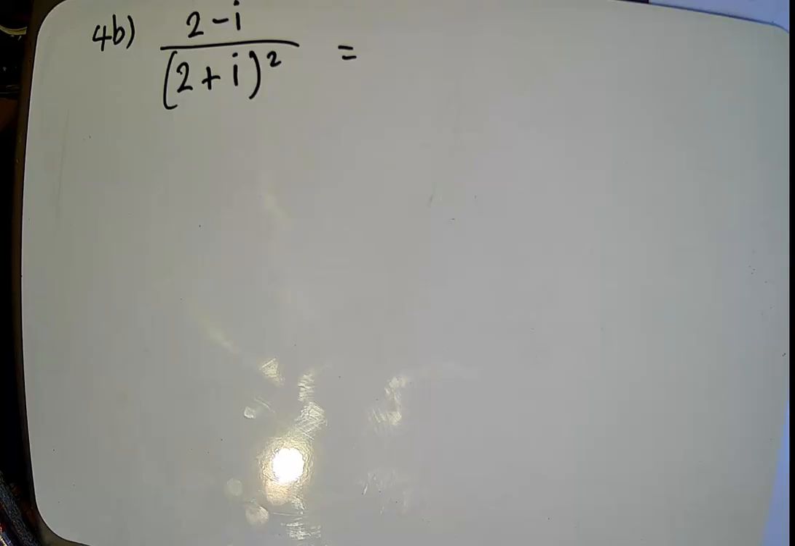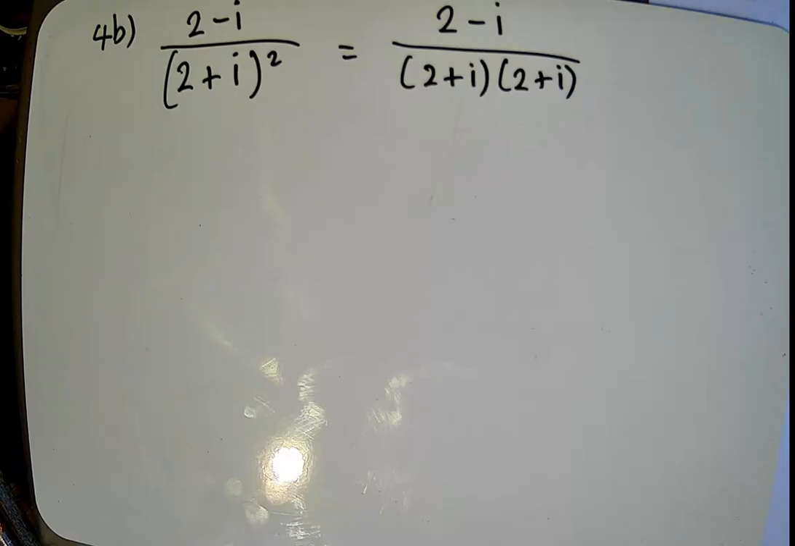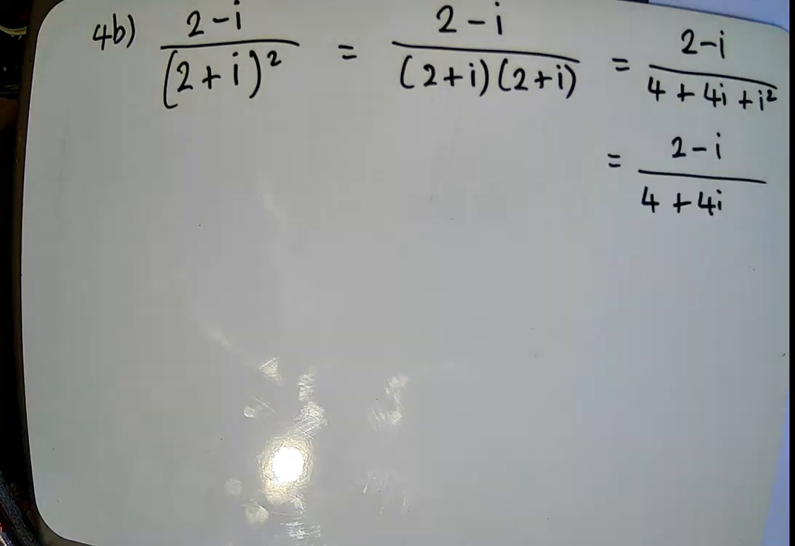Square the first term, square the last term. 2 times 2 times i, same sign, positive. Or you can write out the brackets twice and FOIL it out if you want. In the numerator, we have 2 minus i. In the denominator, 2 times 2 is 4, plus 4i, plus i squared. Okay, so we'll get 2i plus 2i, which will give us 4i. Wherever we see i squared, we will substitute minus 1.